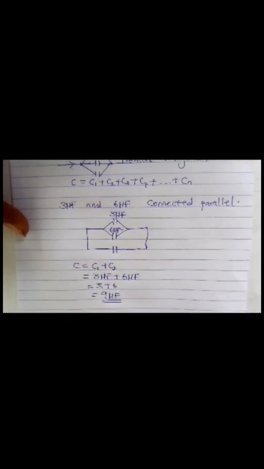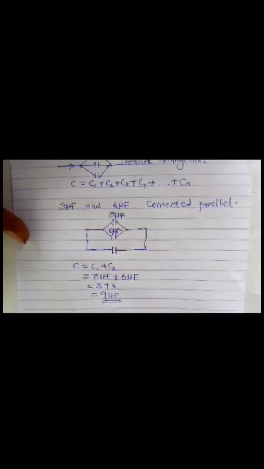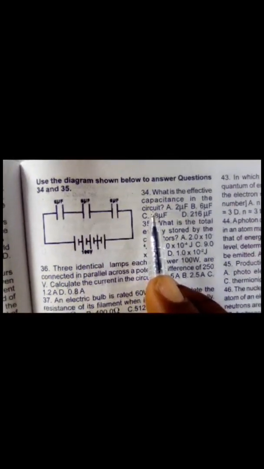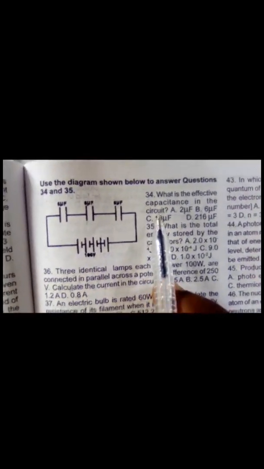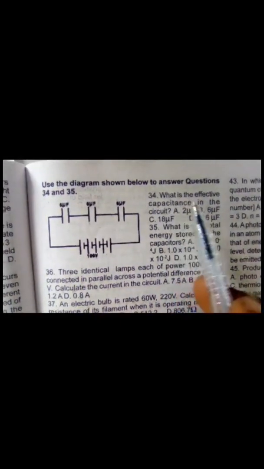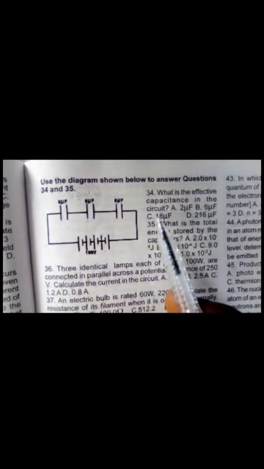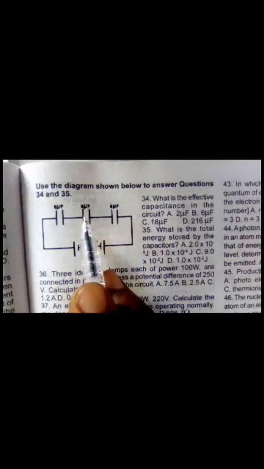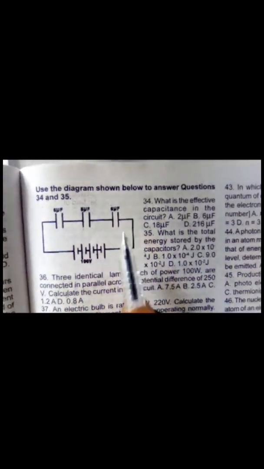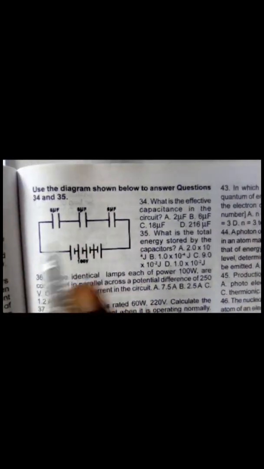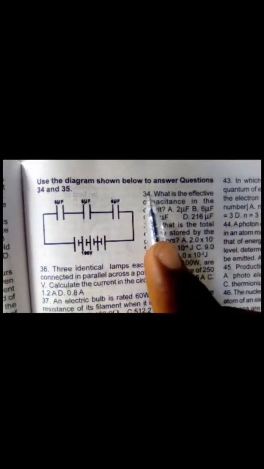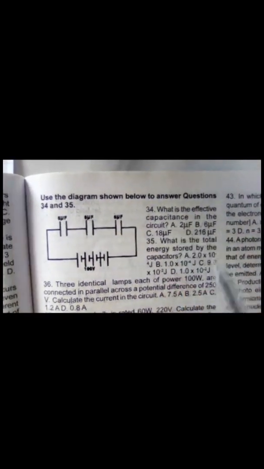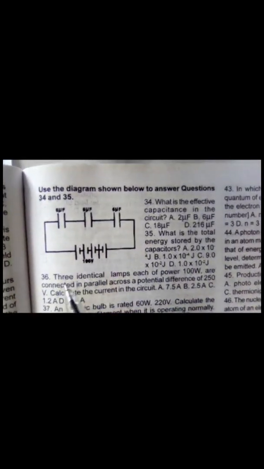So let me bring in another question from past questions, question 34 from 2001. What is the effective capacitance in the circuit? If you look at this circuit now, we have 6 microfarad here, 6 microfarad here, and 6 microfarad. This 100 volt, we are not looking at this part for now. Maybe in our next video we can do that. In this question 34, we are to calculate the effective capacitance.